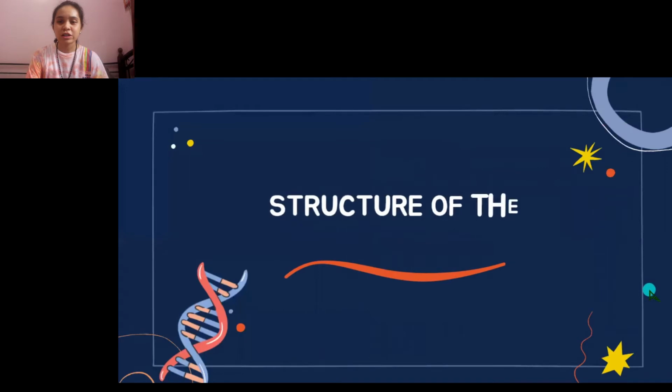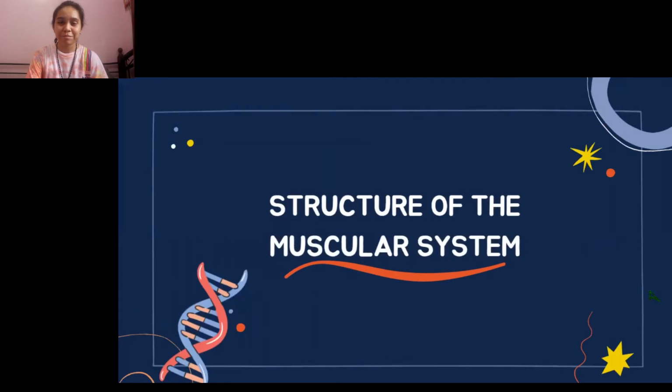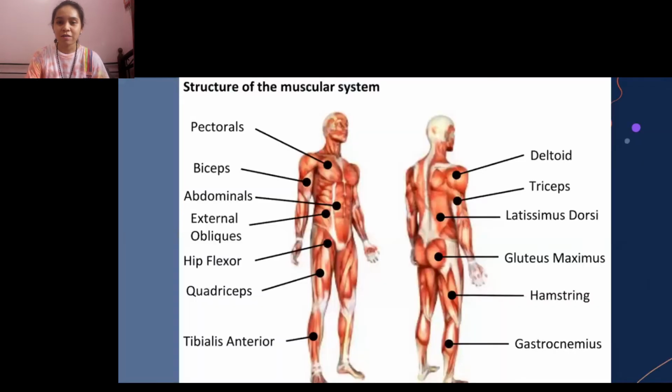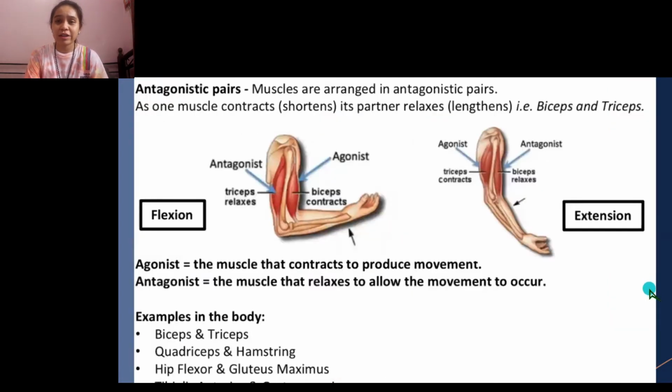Now we're going to the structure of the muscular system. These are the parts of our muscular system. This includes the pectorals, biceps, abdominals, external obliques, hip flexor, quadriceps, tibialis anterior, deltoid, triceps, latissimus dorsi, gluteus maximus, hamstring, and gastrocnemius. Antagonistic pairs. Muscles are arranged in antagonistic pairs.